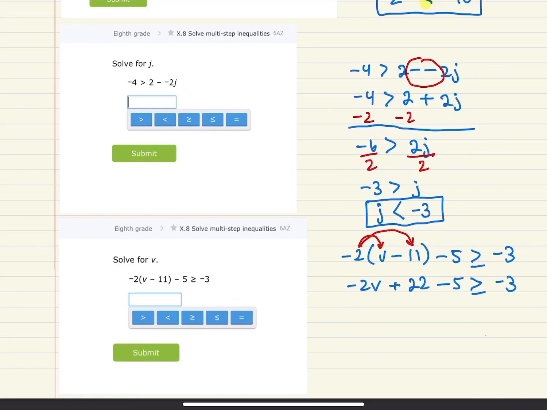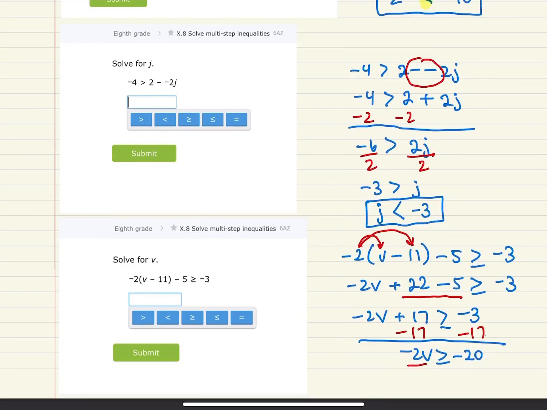Notice now we have two constants on the same side of the inequality sign, so we are going to combine like terms. Negative 2v, 22 minus 5 is 17. Now this looks a lot more like a regular two-step inequality. We're going to get rid of the 17, so we're going to subtract 17 from both sides. And this gives us that negative 2v is greater than or equal to negative 20.